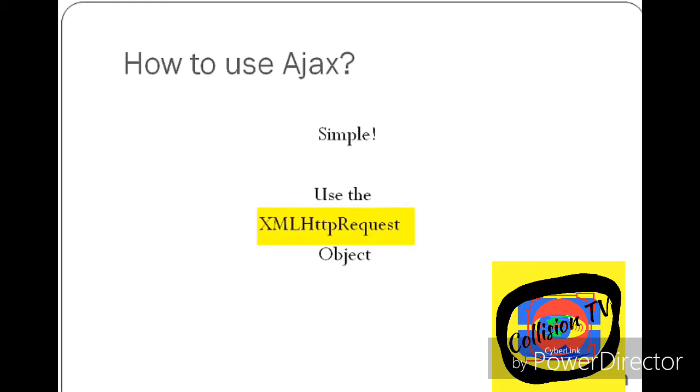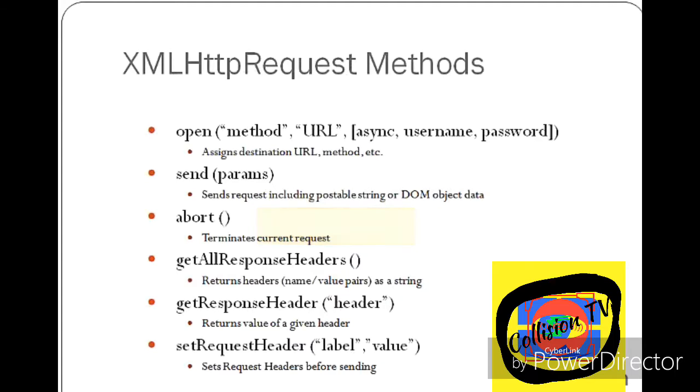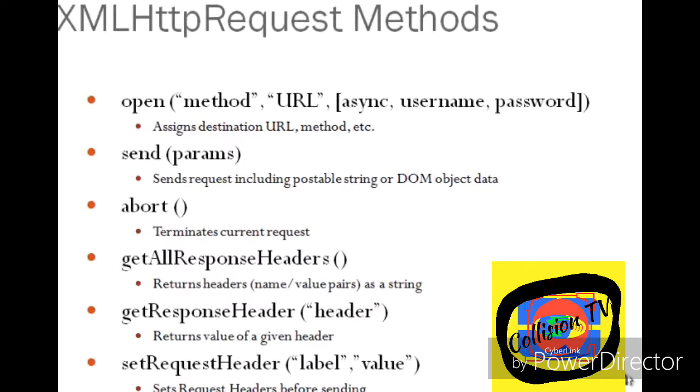We will use the XHR object, that is the XML HTTP request object, which is a JavaScript object common to almost all of the modern browsers. In order to use the XML HTTP request object, we need to use its methods. So these are the methods.